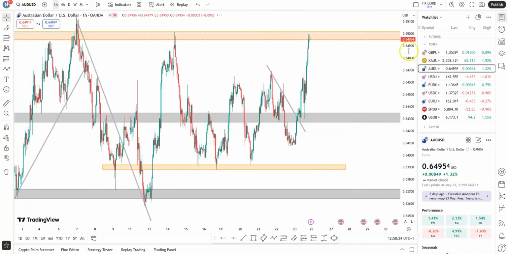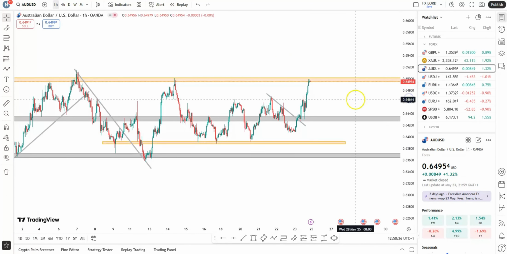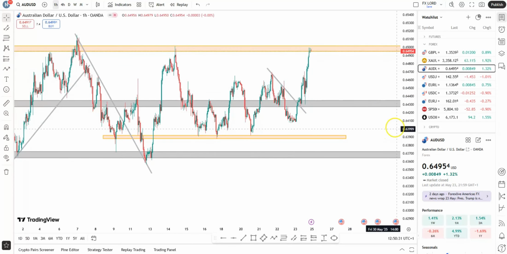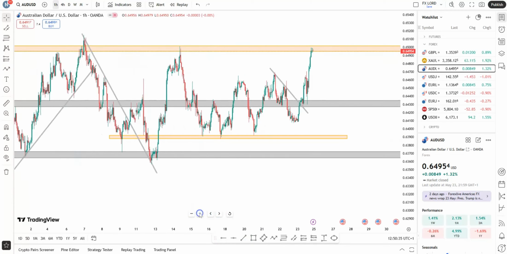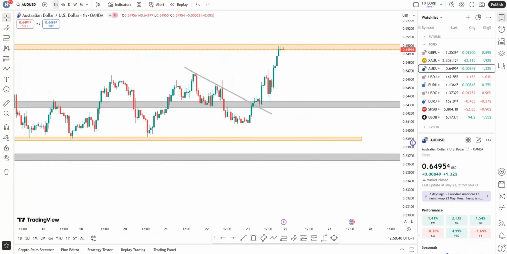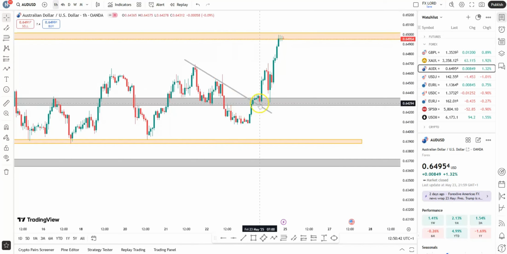AUDUSD. So AUDUSD right now, if you can remember, we talked about AUDUSD coming down to retest this level. So I'm just going to zoom this in a little bit. So we were somewhere around here, and we said if AUDUSD breaks above this channel, breaks above this support level and breaks above the trend line, it's going to be a buy.